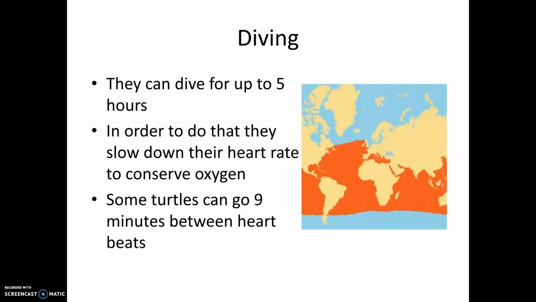So what that means is your sea turtle's heart only beats once in 9 minutes. So if we take a comparison, a normal human will have their heart beat about 70 to 90 times in 1 minute. So that's substantially different than what we're used to with mammals and air breathers here.